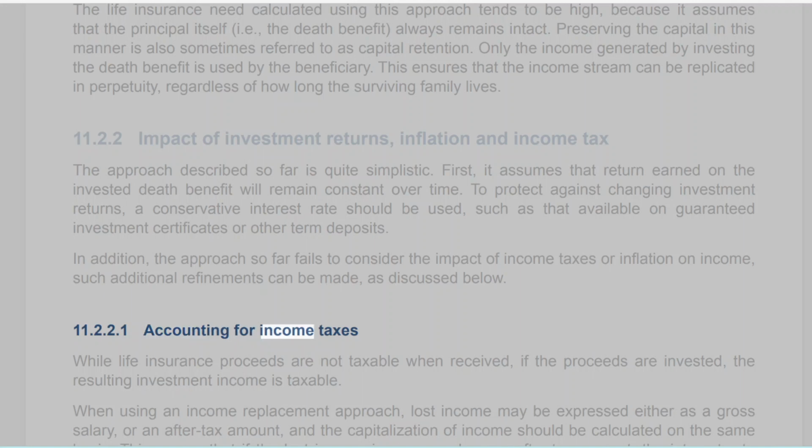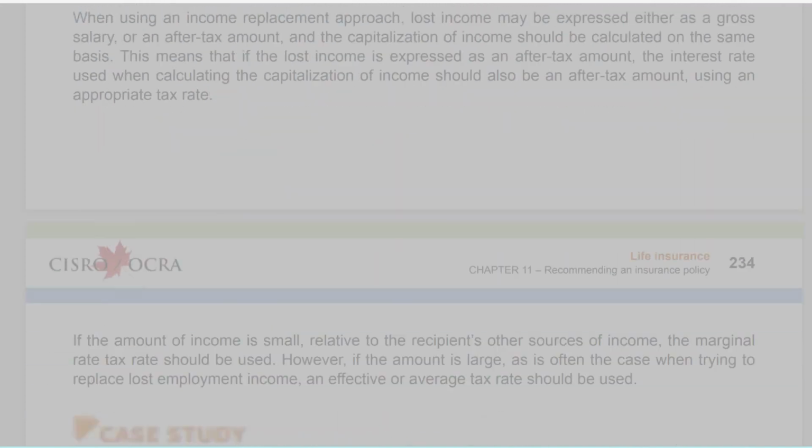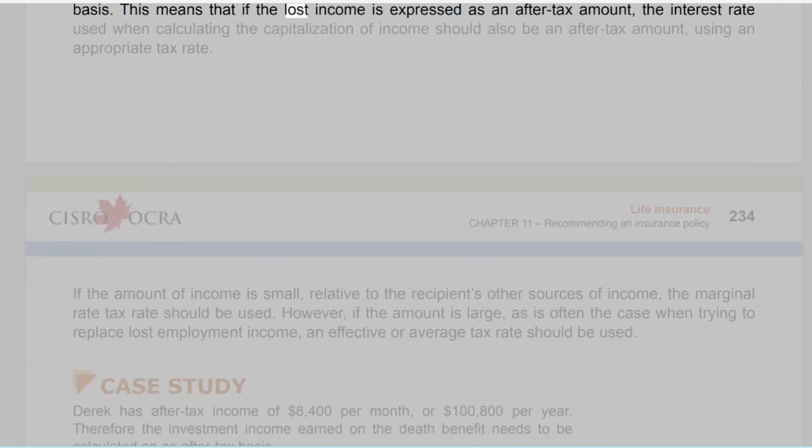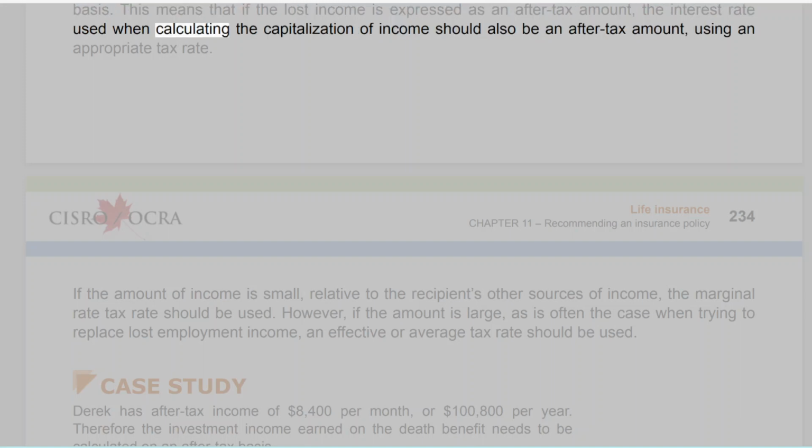1.2.2.1 Accounting for income taxes. While life insurance proceeds are not taxable when received, if the proceeds are invested, the resulting investment income is taxable. When using an income replacement approach, lost income may be expressed either as a gross salary or an after-tax amount, and the capitalization of income should be calculated on the same basis. This means that if the lost income is expressed as an after-tax amount, the interest rate used when calculating the capitalization of income should also be an after-tax amount, using an appropriate tax rate.